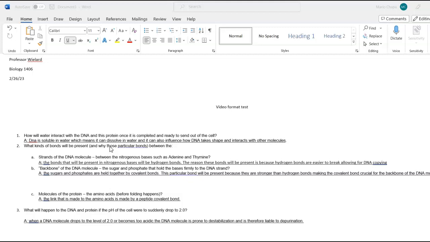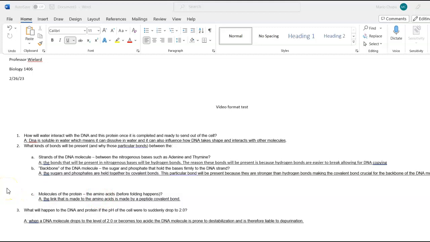B, what kind of bonds will be present in the backbone of the DNA molecules, the sugars and the phosphate that hold the bases firmly to the DNA strand? The sugars and the phosphates are held together by covalent bonds. These particular bonds will be present because they are stronger than hydrogen bonds, making the covalent bond crucial for the backbone of the DNA molecule.